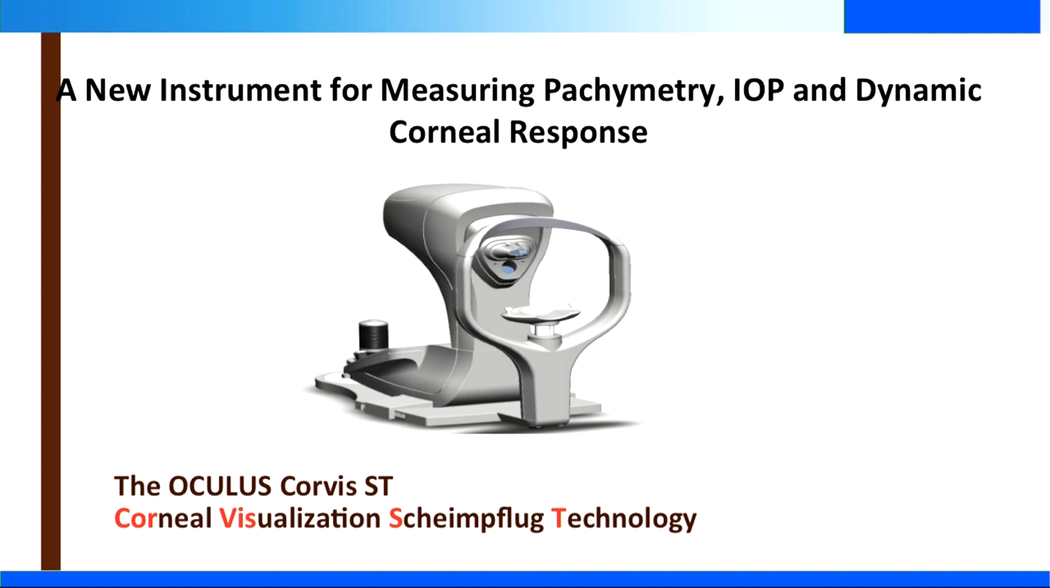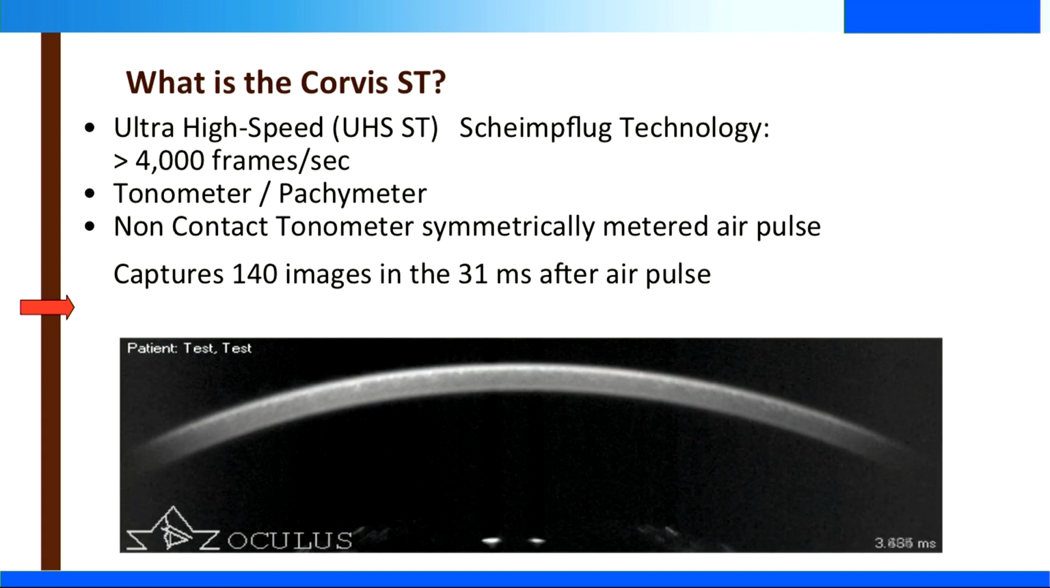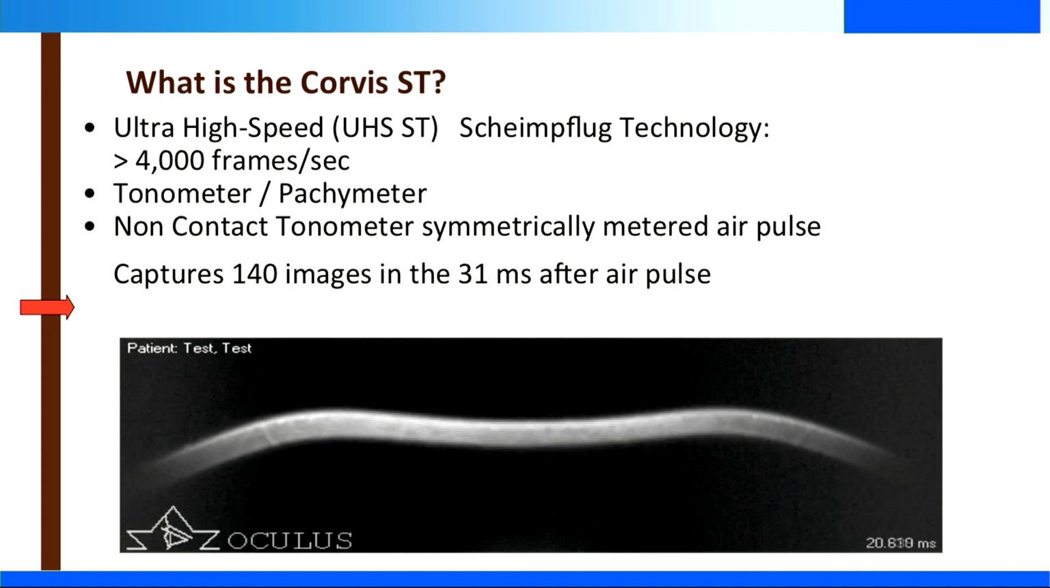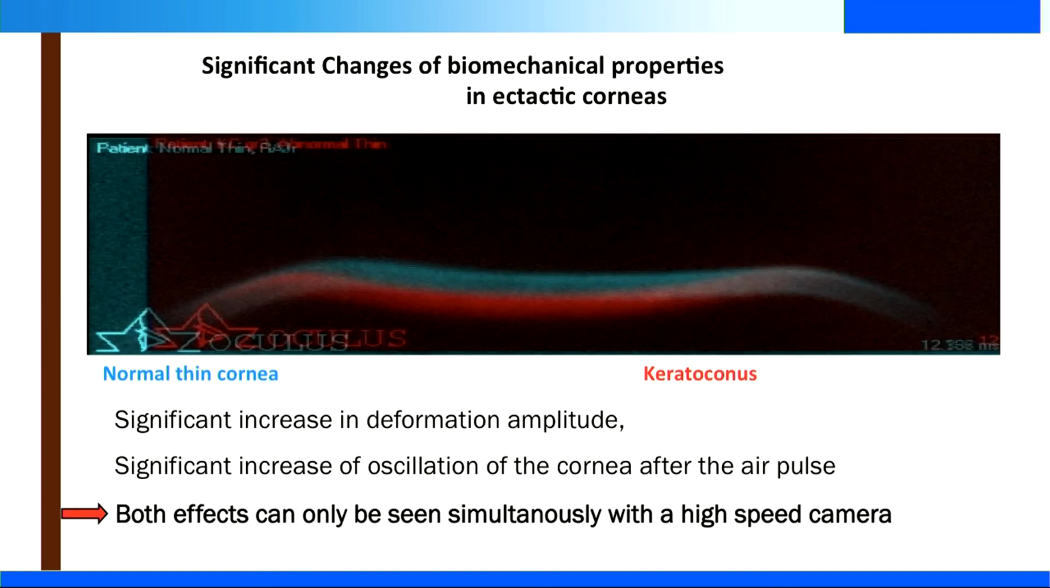Just the last one, Oculus, this is the Corvis, which is a corneal visualization Scheimpflug technology, and this is the new instrument which is available. It uses an ultra high speed Scheimpflug technology, more than 4,000 frames per second, with tonometer and pachymetry, a non-contact tonometer with a symmetrically metered air pulse, and it captures 140 images over 31 milliseconds. So this is a timer, and now you can see what happens to the cornea once the air puff is fired. We can see the oscillations as well, and these are recorded, and there are plenty of parameters which are given.